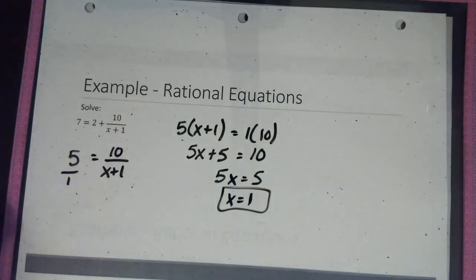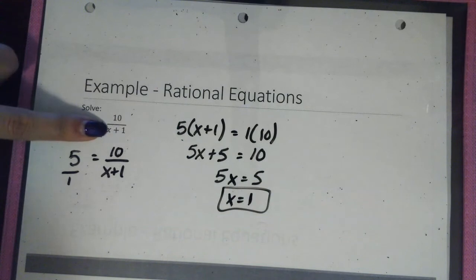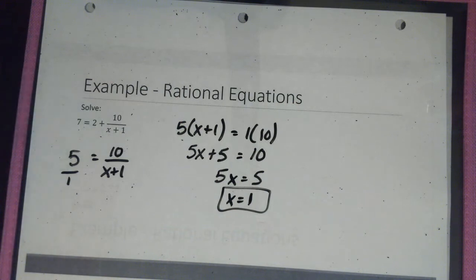This one we can kind of plug in our head because if x equals 1, then this denominator is 2. 10 divided by 2 is 5, and 5 plus 2 is 7. So this one checks out. Cool.